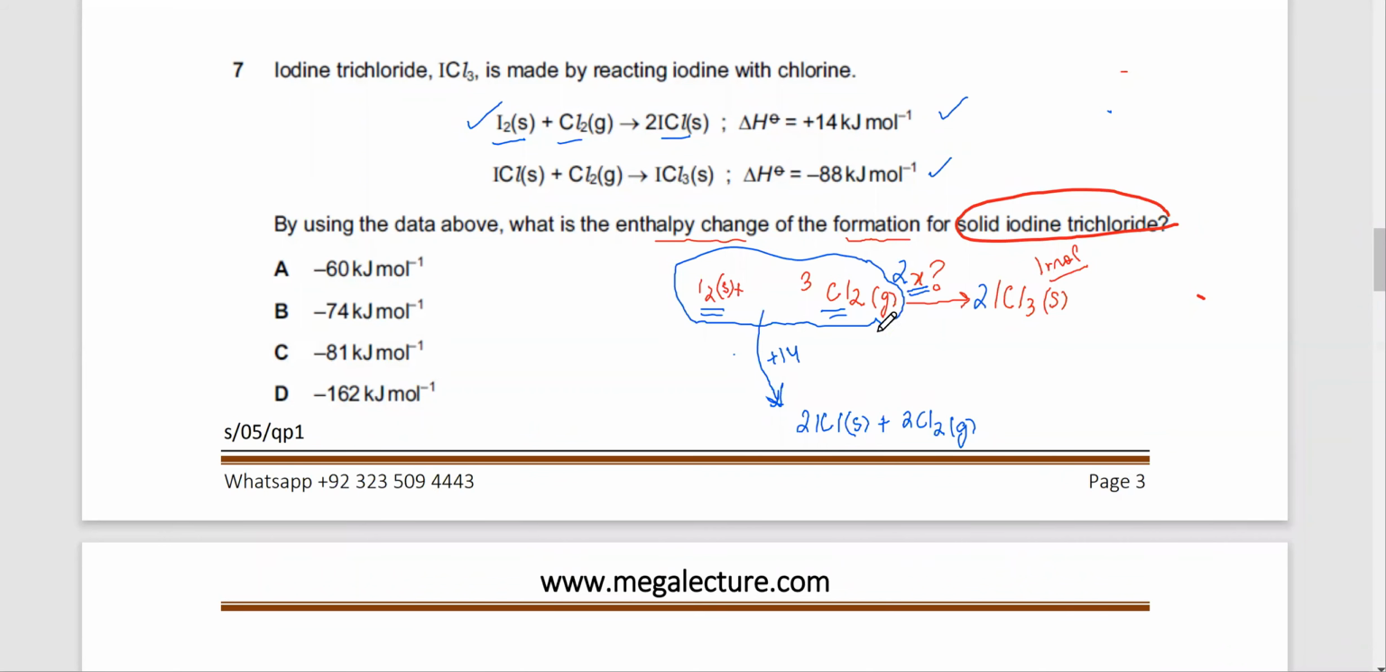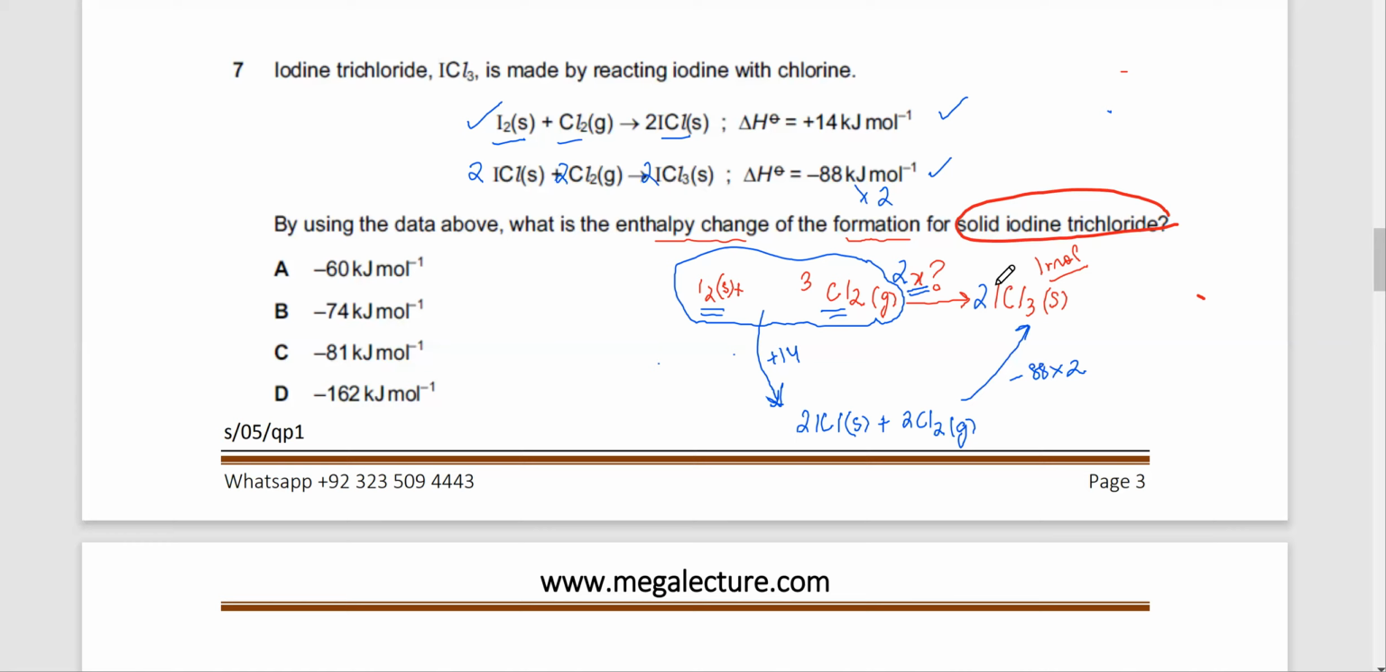Then after that, once I've done this step, the other step is ICl solid reacts with Cl2. So I have ICl solid reacting with Cl2, but in my case, I have two ICl solids reacting with two chlorines to form two ICl3. I mean, it's this path. So my enthalpy change would be double this, minus 88 times 2, because everything got doubled. So that creates my other path.